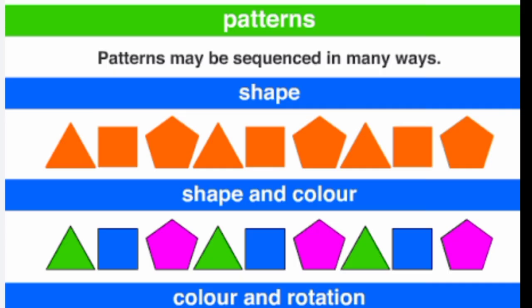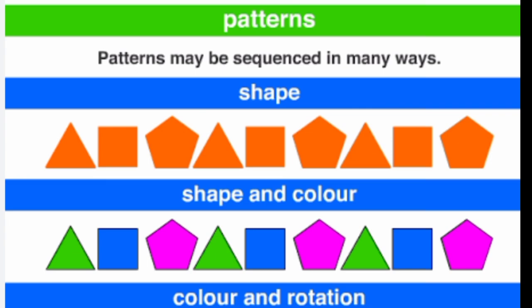So let's see this picture. A pattern may be sequenced in many ways. In shapes, there are triangle, square, pentagon, then triangle, square, pentagon. It is arranged in that order. All the shapes have the same colors, so it is distinguished with colors as well as shapes. So it is arranged in a sequence order.